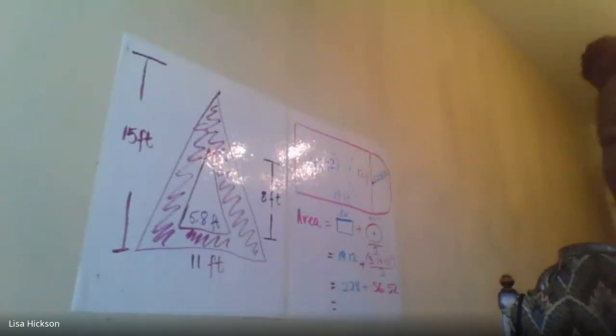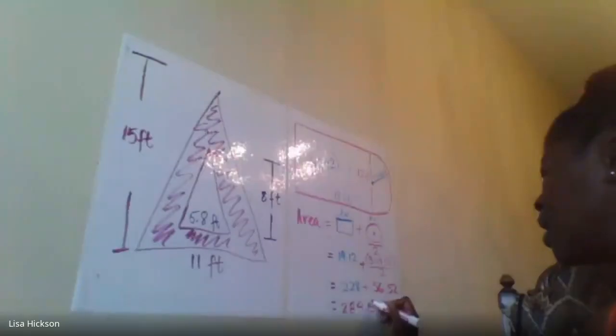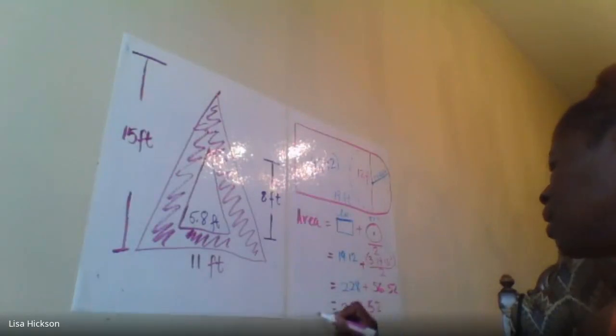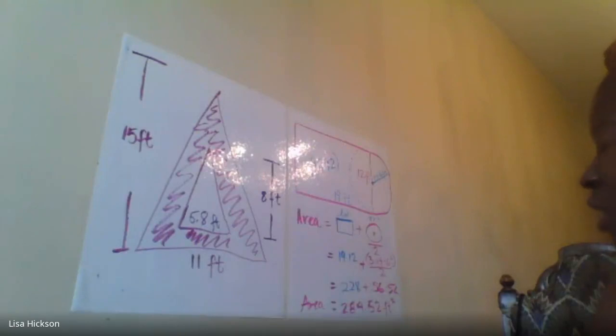What are we adding together? We're adding together 228 and 56.52. 284.52. Yes. What's the unit of measure? Feet squared, love. The area is 284 and 52 hundredths square feet. So it's a little more than 284 and a half.